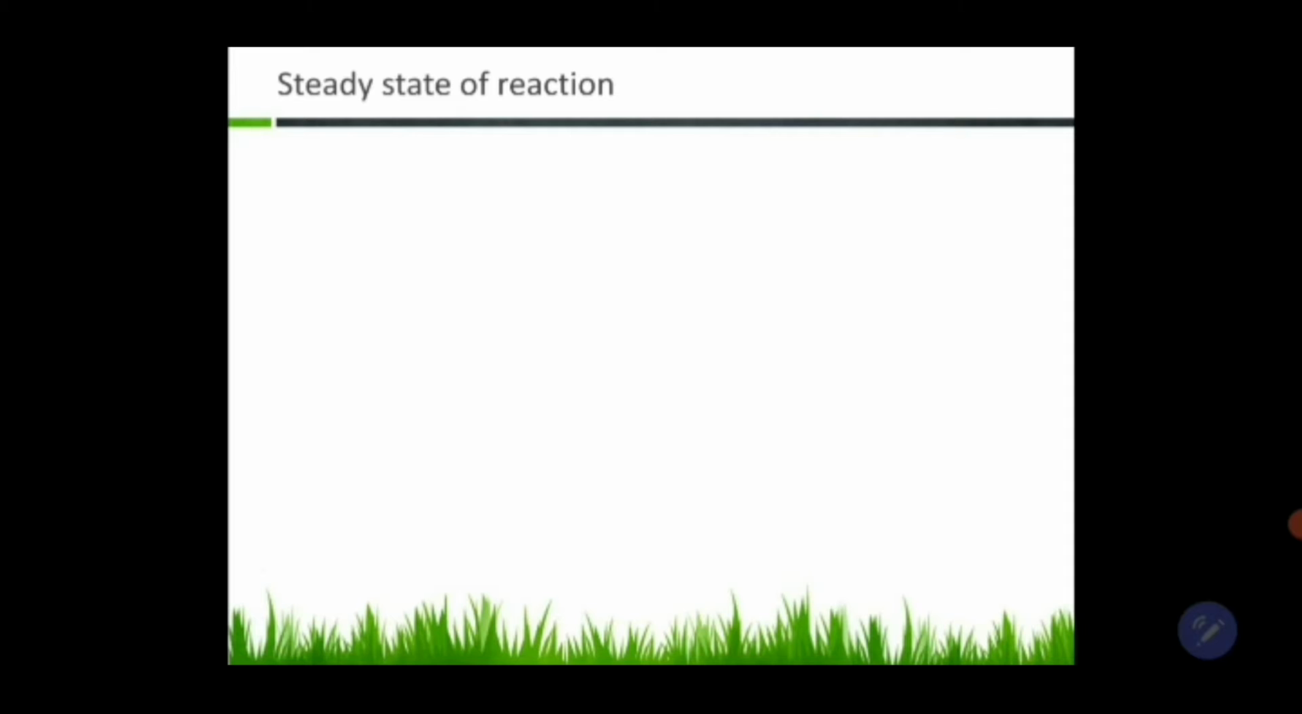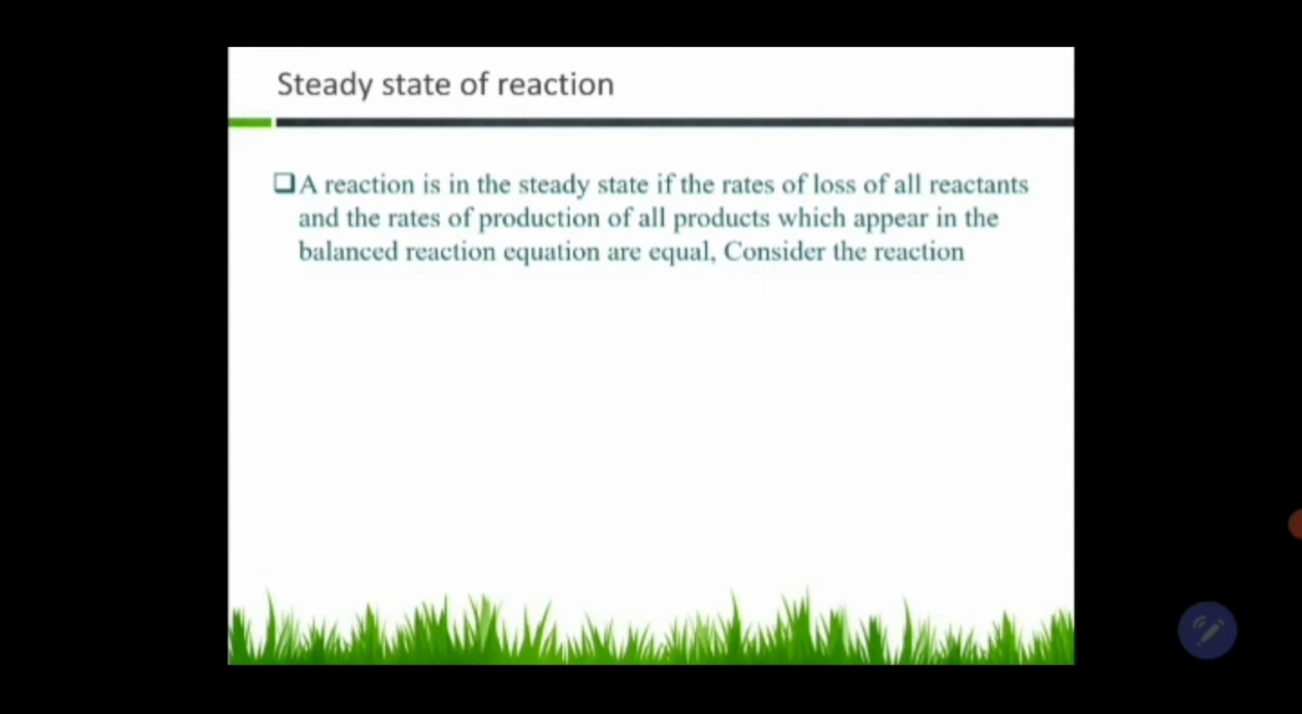And the next concept is steady state of the reaction. What does it mean? It is an approximation actually. When you work out the mechanism of reactions where complex kinetics is involved, it is not easy to solve. So we make a few approximations. Out of that, one approximation is steady state of the reaction. A reaction is in the steady state if the rates of the loss of all the reactants and the rates of the production of all the products which appear in the balanced reaction equation are equal.